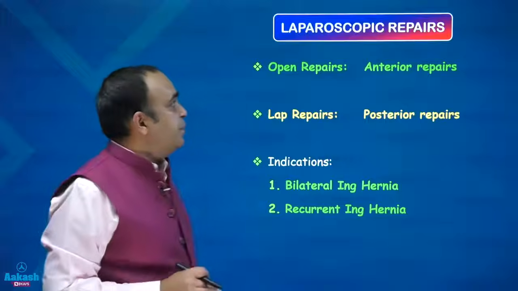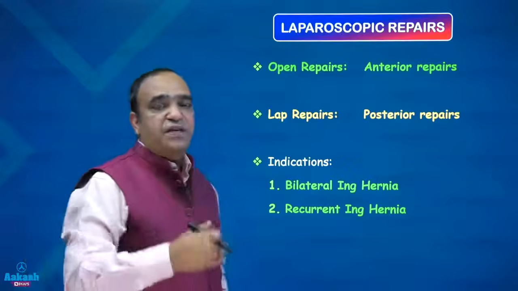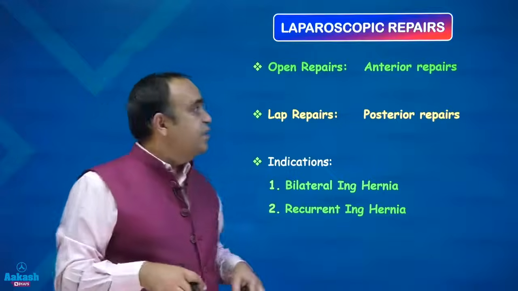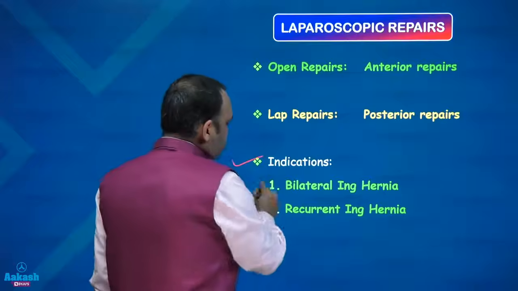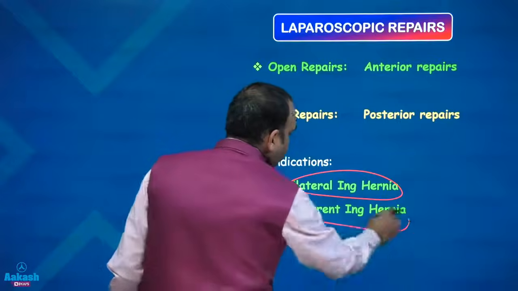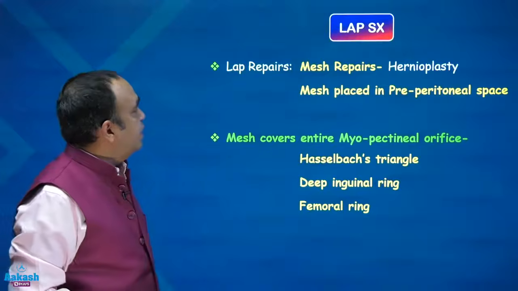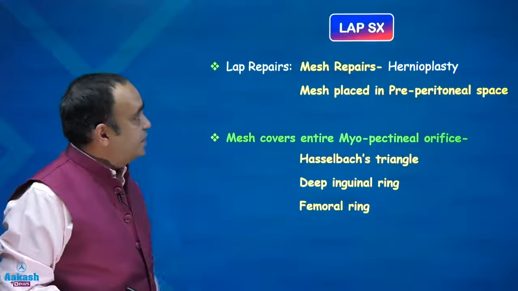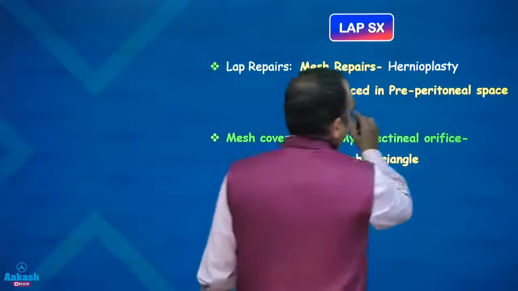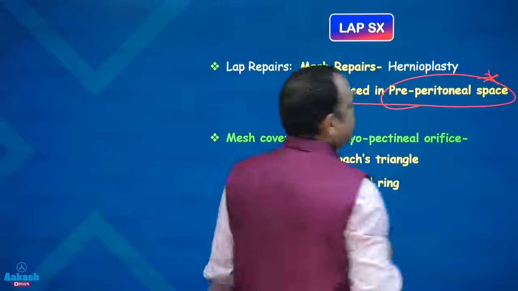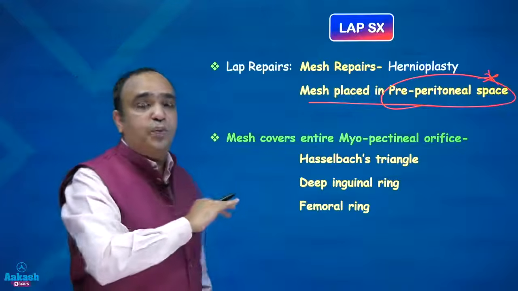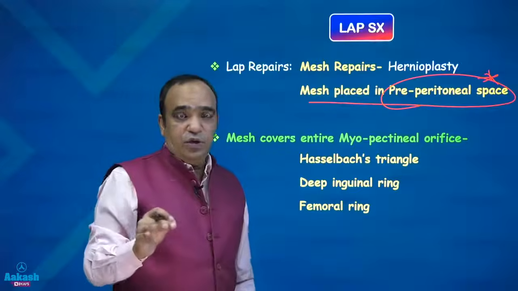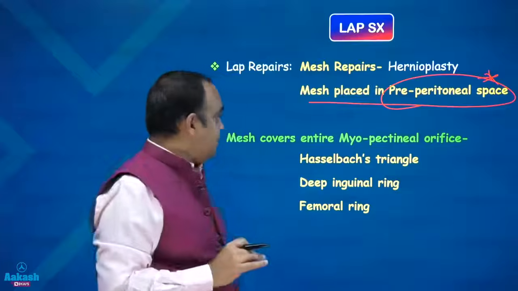Now the laparoscopic repairs. Open repairs, as we have seen, we put the mesh from outside. Laparoscopic repair, we put the mesh from inside. So posterior repairs. The 2 standard indications: bilateral inguinal hernia and recurrent inguinal hernia. Now all laparoscopic repairs are mesh repairs. So technically they are types of hernioplasty, and the mesh is placed in the preperitoneal space. This is important. If you remember, we talked about Stoppa's.